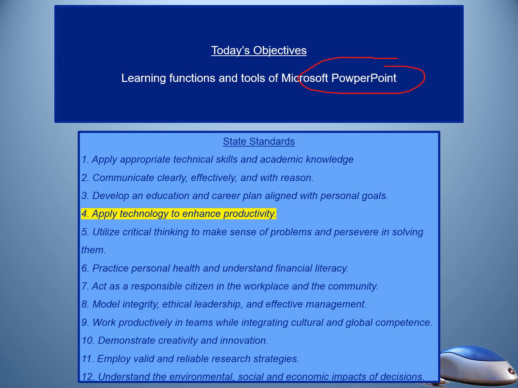So our whole objective is to learn PowerPoint, and of course our core state standard that we want to learn and to master by learning PowerPoint and all these other programs that we've been learning and practicing is to apply technology so we can enhance our productivity. We want to make things bigger, better, faster, and more awesome.